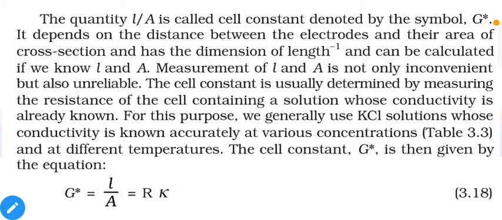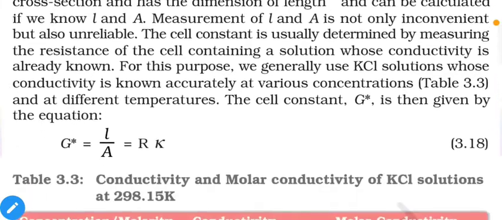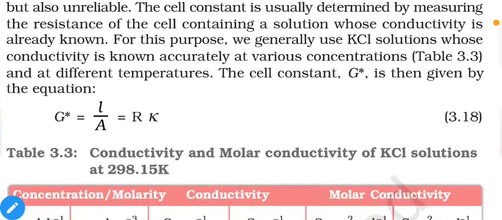But measurement of L and A is not only inconvenient but also unreliable. That's why we use a reverse approach. First of all, we use a known solution, one with a known conductivity, fill it in the cell, and then find L upon A, that is, the cell constant for the given cell. For this purpose, we generally use KCl solution whose conductivity is known accurately at various concentrations, mentioned in table 3.3, and at different temperatures. The cell constant G star is then given by G star is equal to L upon A, or it is equal to R into kappa.